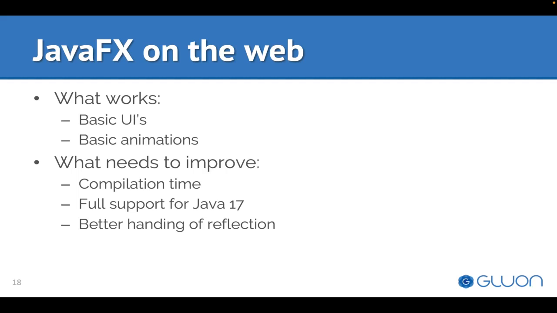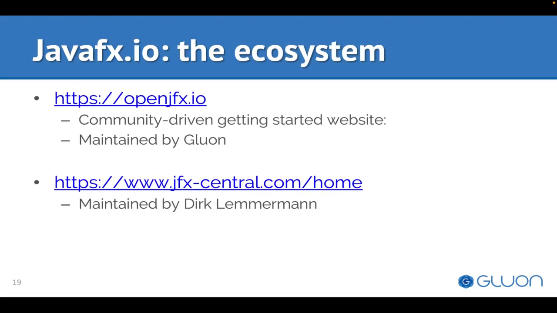So what works currently, some basic user interfaces and animations are working. Compilation time needs to improve. Now that's just a one-time problem. It's only for the developer who needs to compile it. We need full support for Java 17 and a better handling of reflection, and that will also make it much faster, because currently the download size is way too big. But that is something that we and the community are working on.